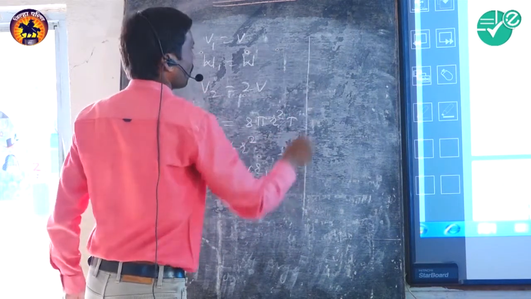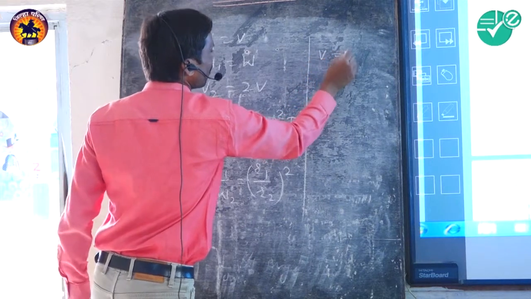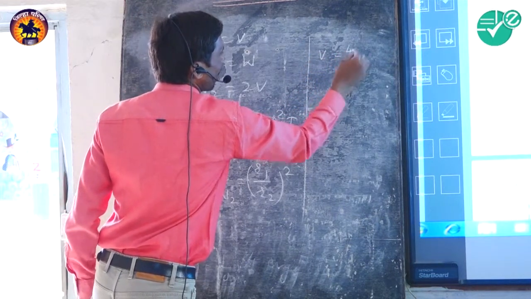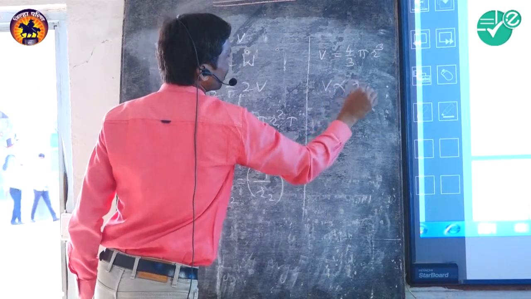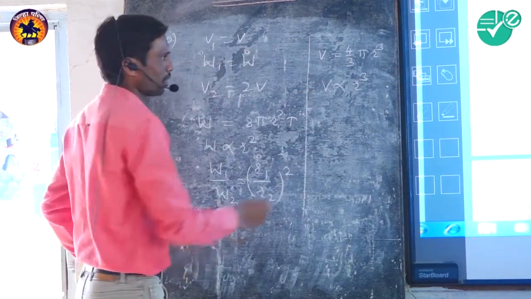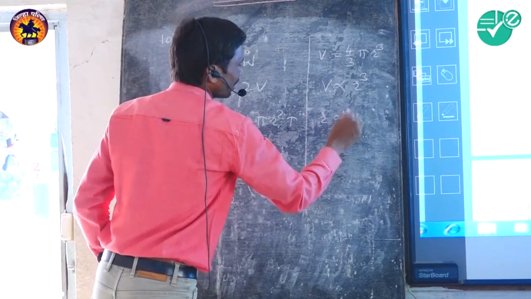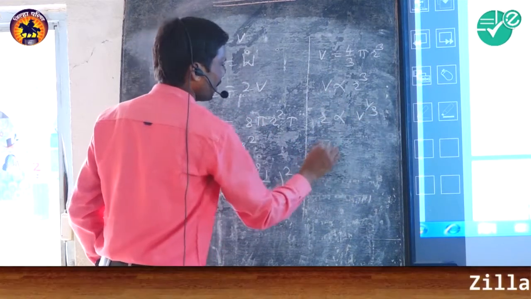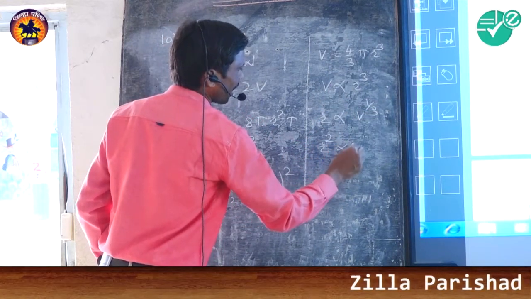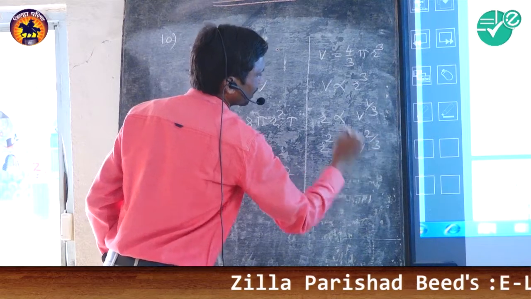But we know the volume of the bubble is 4 by 3 pi r cube. It means volume is directly proportional to r cube. So R is directly proportional to V raised to 1 divided by 3. It means R square is directly proportional to V raised to 2 by 3.